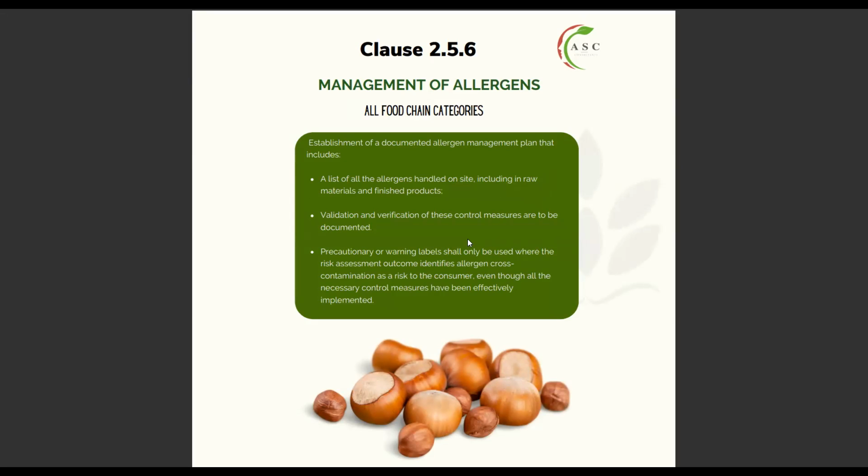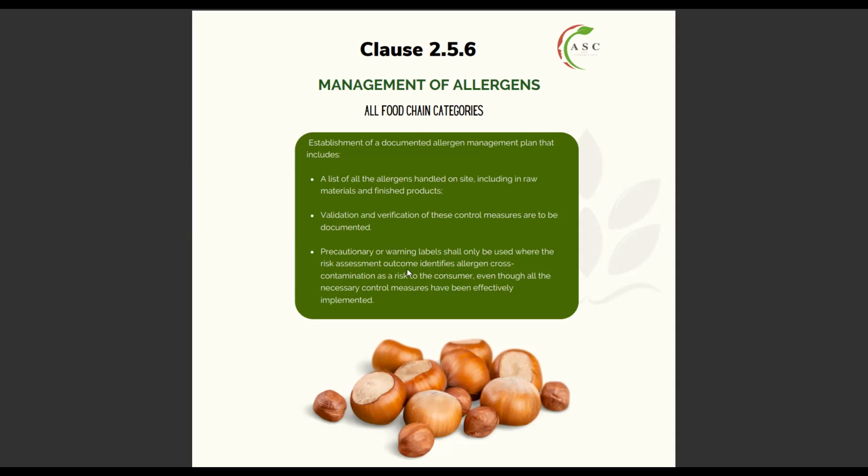Big changes under clause 2.5.6. And just to give you a heads up here, most of the auditors, especially in the auditors' meetings that I've attended, there is going to be a major focus on this requirement. So please take note, those of you who have got possible allergens in your facility, please take note of this requirement. So the first thing that has been introduced is that the site shall have a list of all the allergens handled on site, including in raw materials and finished products.